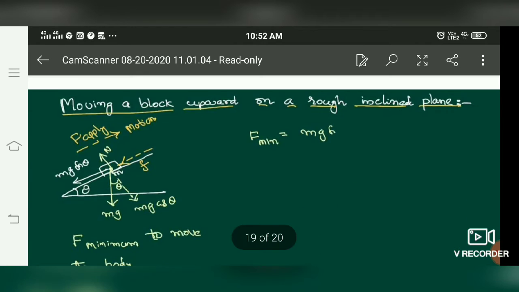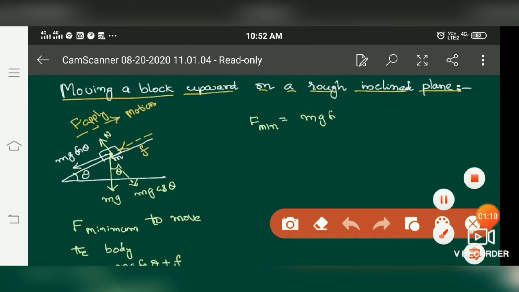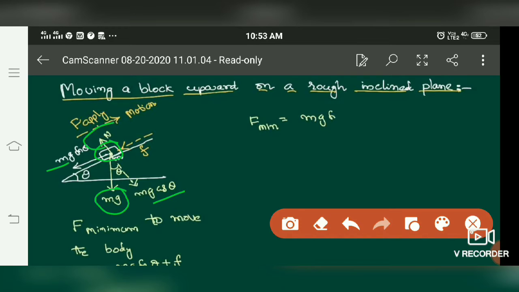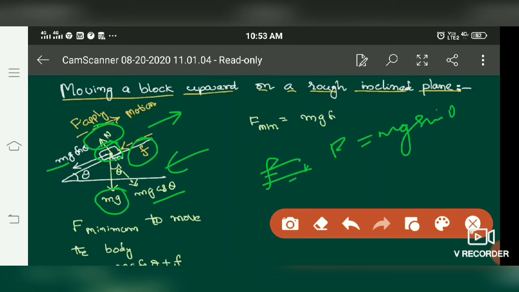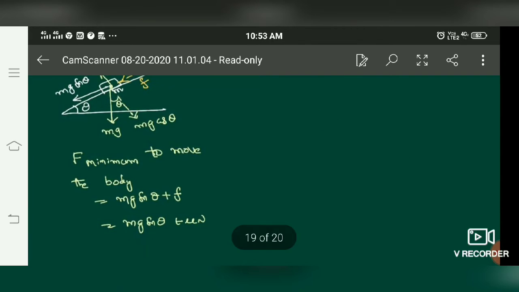First, starting with the work done in moving the block upward on a rough inclined plane. Here it is clear that for this object mg is acting in downward direction. It has two components, and normal is acting in upward direction. As the body has to move in upward direction, friction is acting in downward direction. So the force in upward direction is mg sin theta plus friction. By substituting the value we will get this, or I am going to solve it for you.